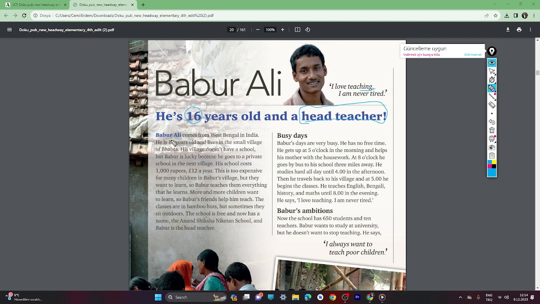Let's read it. Babur Ali comes from West Bengal in India. So if we ask a question, where does he live, or where does he come from, let's write it as a question. The first one, where does he live?